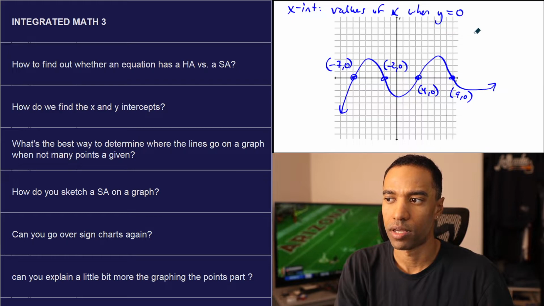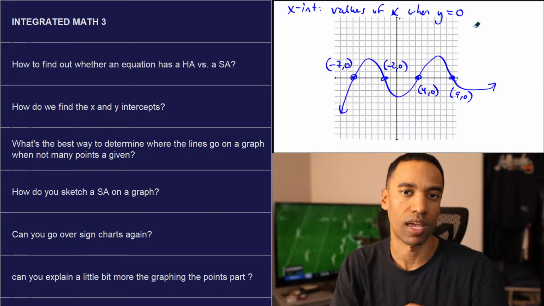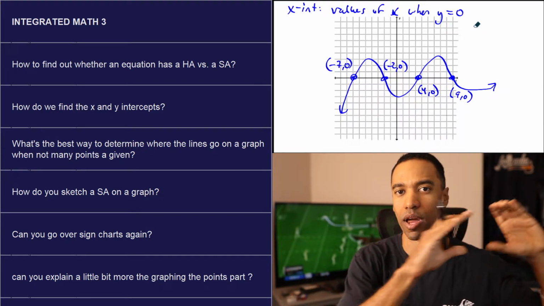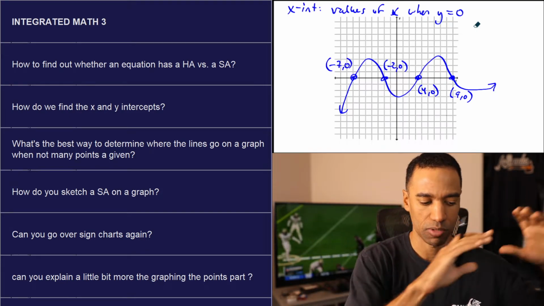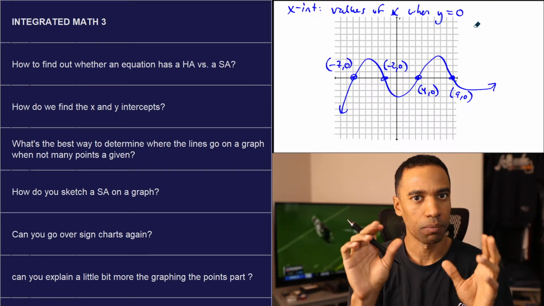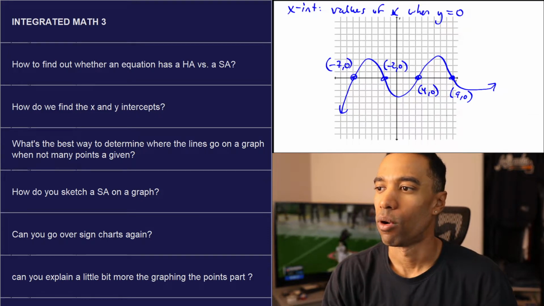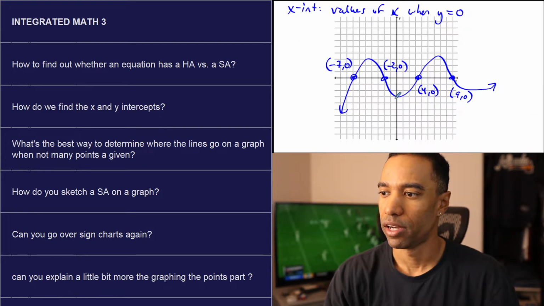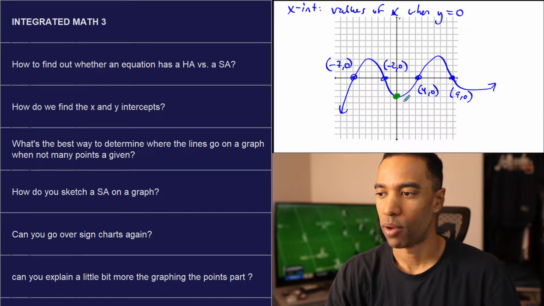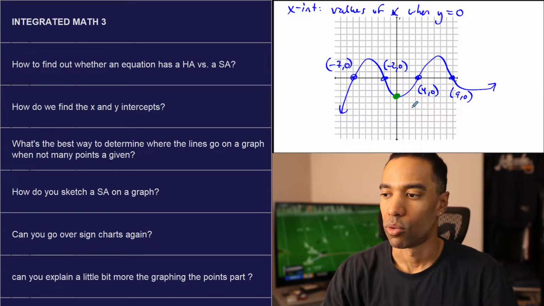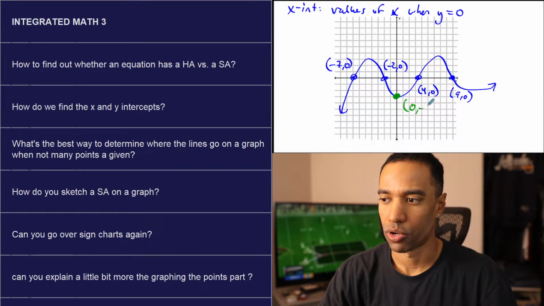They are values of x when y equals 0. Set 0 for y, solve for x, and you probably solve by factoring, so you can use zero product property. If this times this times this times this equals 0, then either this equals 0, and then you solve that way. Now a y-intercept is the value of y when x equals 0. So right here, this is a y-intercept, in this case (0, -3).